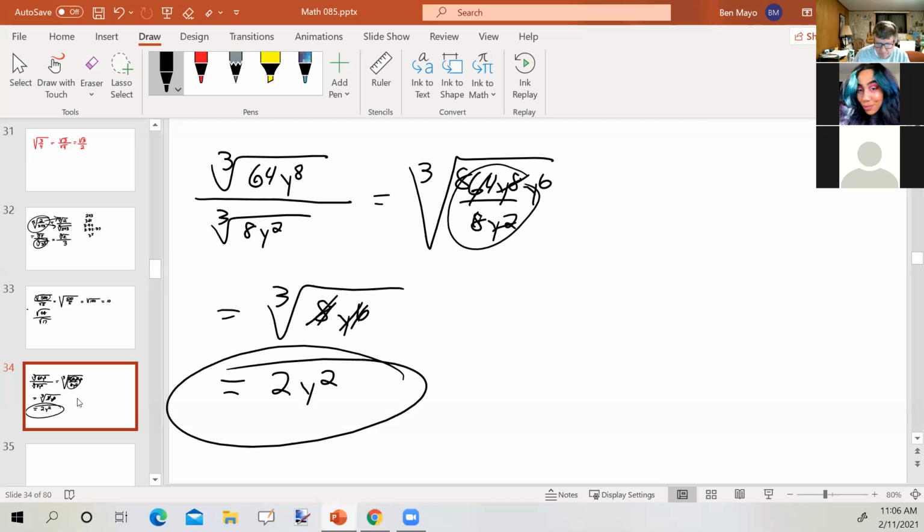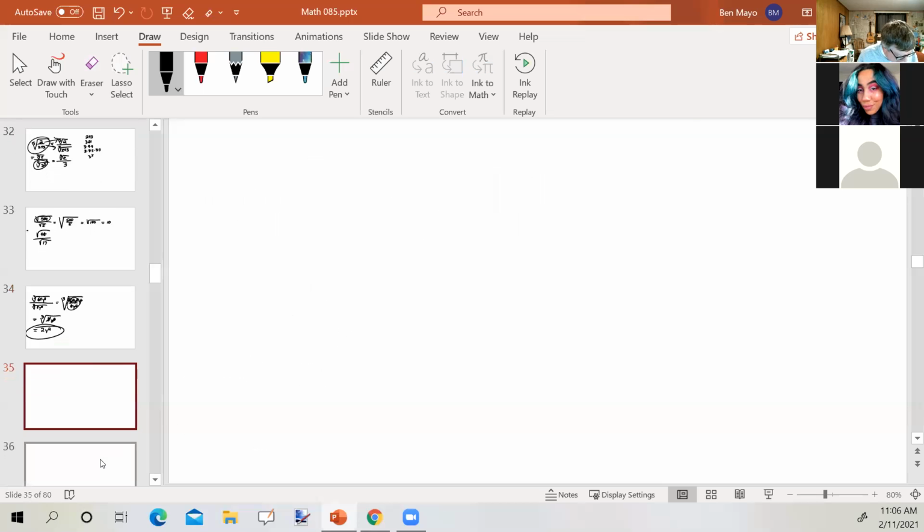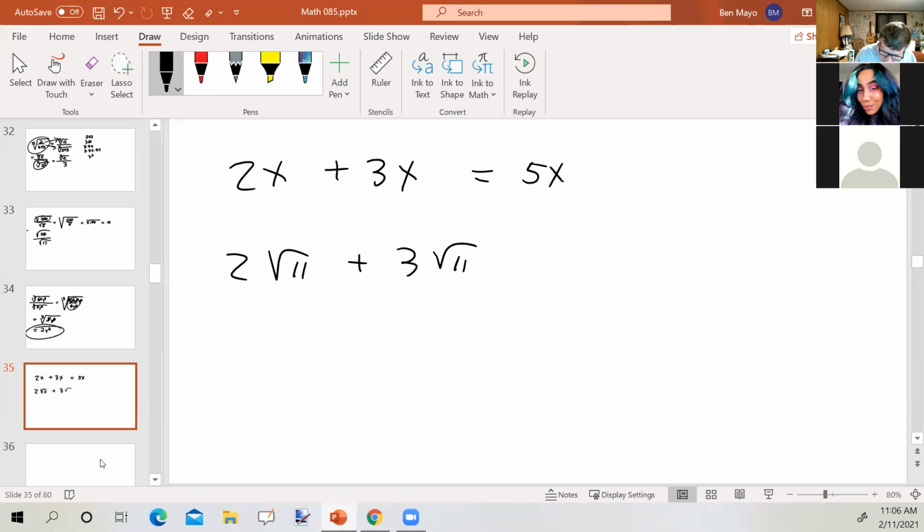Okay, now, let's say we've got 2x plus 3x. Those are called like terms. What's 2x plus 3x? 5x. Let's say I've got 2 square roots of 11 plus 3 square roots of 11. Those are called like radicals. What would 2 square roots of 11 plus 3 square roots of 11 be? 5 square roots of 11. Some of you were overthinking this. 5 square roots of 11, okay?